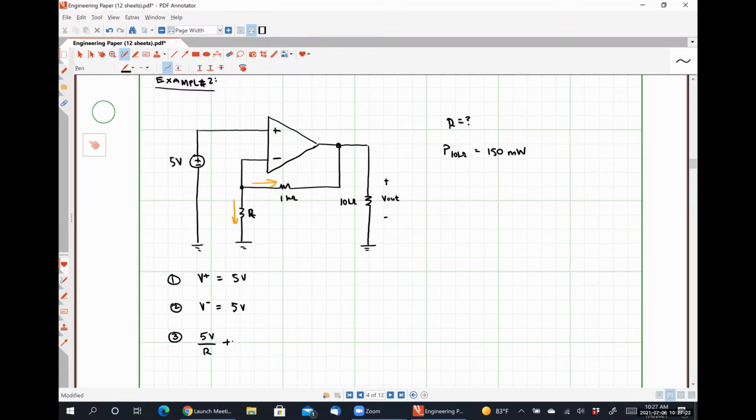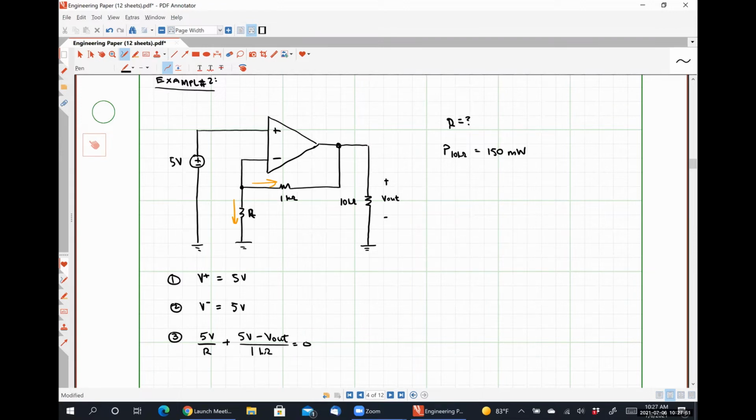So that is assuming that V out is equal to 0. Can we safely make that assumption? No, not yet. Right. So take another stab at it. 5 volts minus V out over 1 kilo ohm. That is correct. Set this equal to 0.